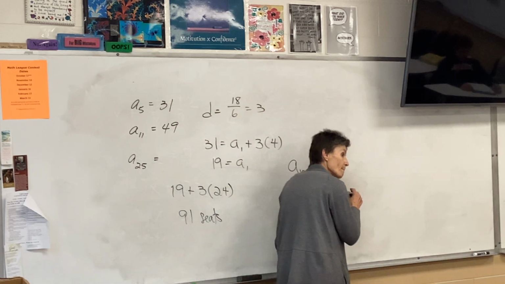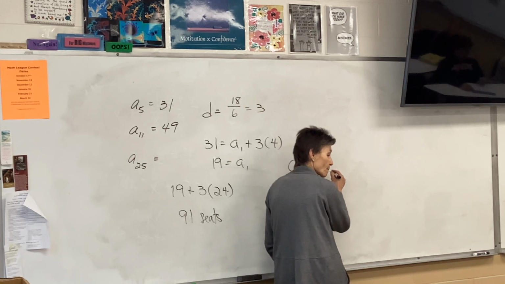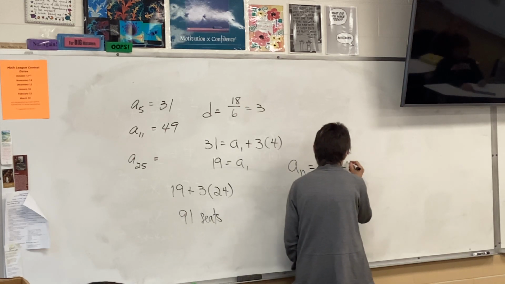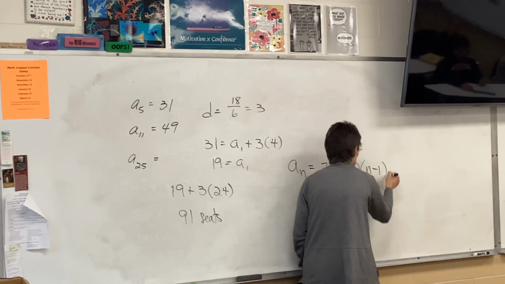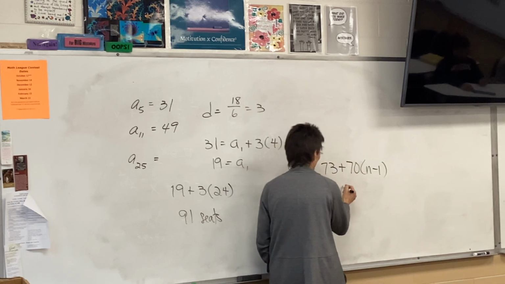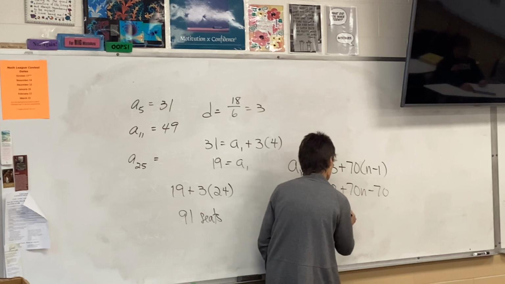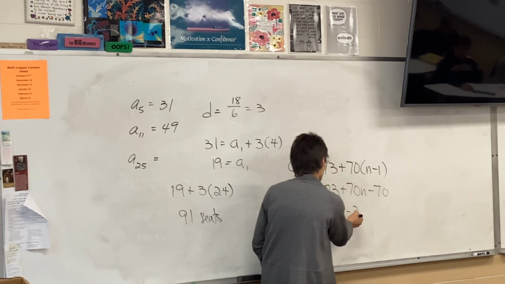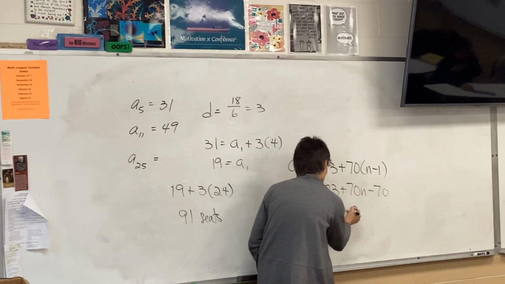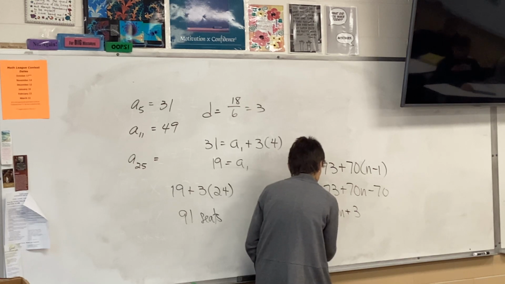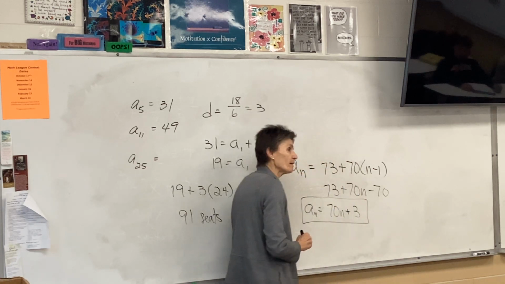What, Quinn? I have something, I'm not sure if it's right. Sure. 73 plus 70 and minus 1. Or, we're going to clean these up always, so that's going to be 70n minus 3, no, plus 3. So this is Quinn's. Can we check that?